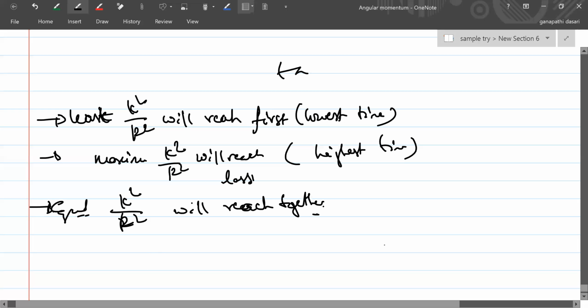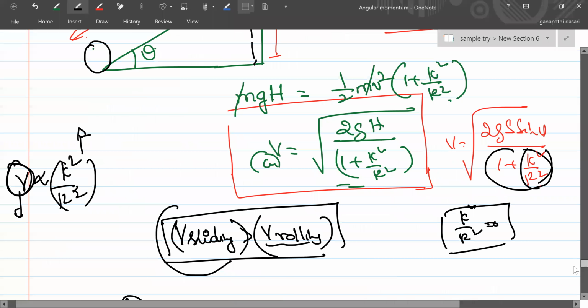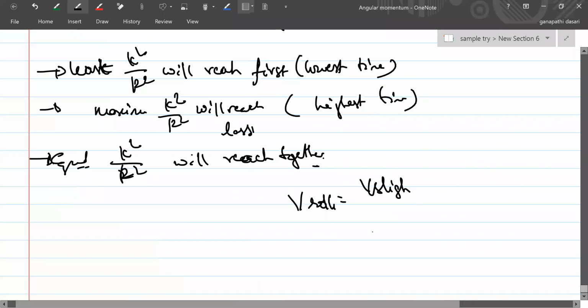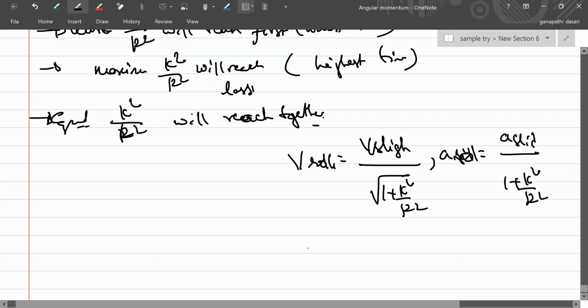So if we summarize these 3 points, velocity of rolling will be velocity of sliding, root 2gh, right? That is nothing but velocity while sliding, divided by root over 1 plus k square by r square. Next, acceleration of rolling is equal to acceleration while sliding, that is g sin theta, divided by 1 plus k square by r square. So then time of rolling is equal to time of sliding into root over 1 plus k square by r square. Got it?